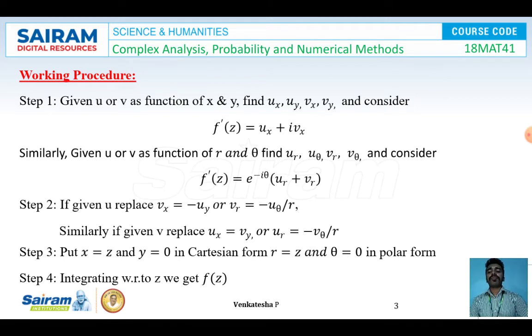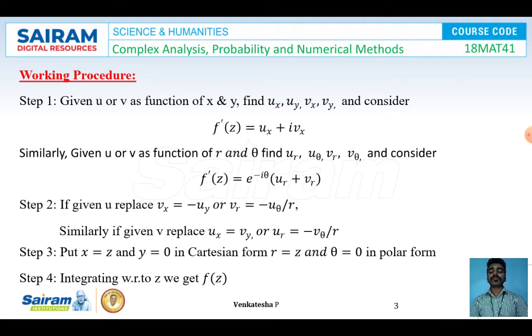This is step 1. In step 2, if the problem has a u function, replace vx = -uy or vr = -uθ/r. Similarly, if the problem has a v function, replace ux = vy or ur = -vθ/r.